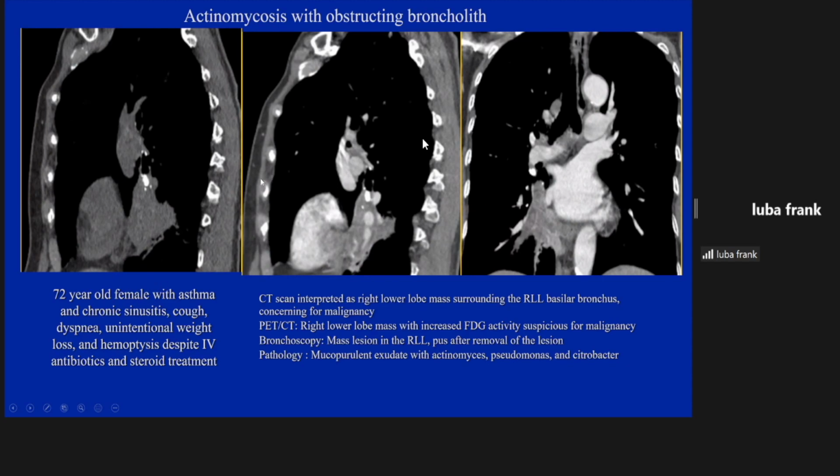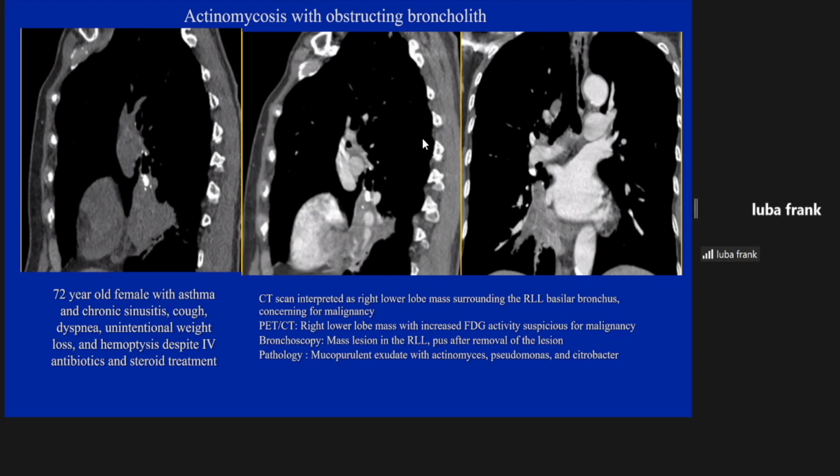These are reformatted images, coronal and sagittal, with and without contrast. The reason I'm showing it to you is to show this broncholith obstructing the bronchus and creating post-obstructive atelectasis and pneumonia. And what happens is that it resembles malignancy because it does not improve with antibiotics. The CT scan was read as a right lower lobe mass highly concerning for malignancy. We did a PET CT and we did see FDG uptake, again suspicious for malignancy.